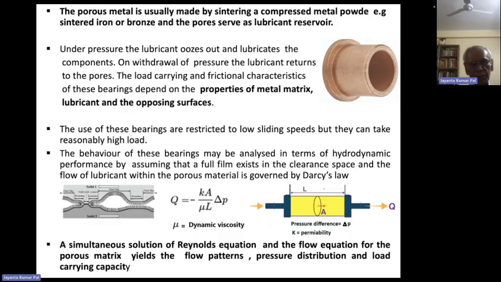So a simultaneous solution of the Reynolds equation and the flow equation for the porous matrix is required to find out the flow pattern, pressure distribution, and load carrying capacity. So more details are not given here. As I said, this is a very brief introduction, but there is a vast knowledge available on this. One can go into the detail in many books available.